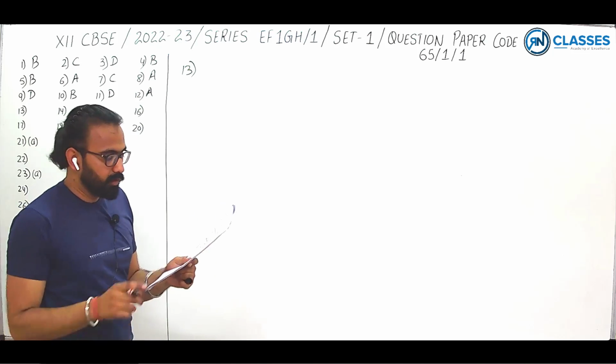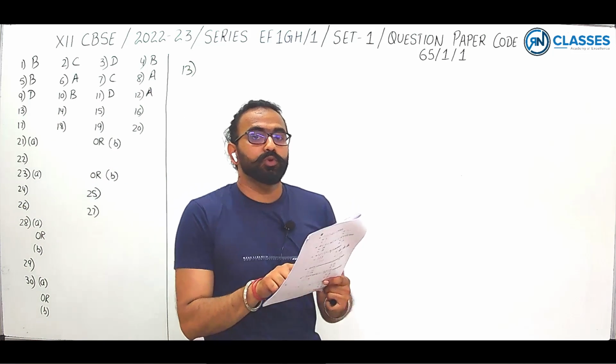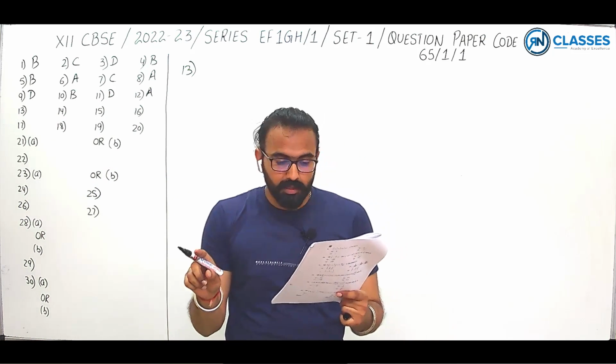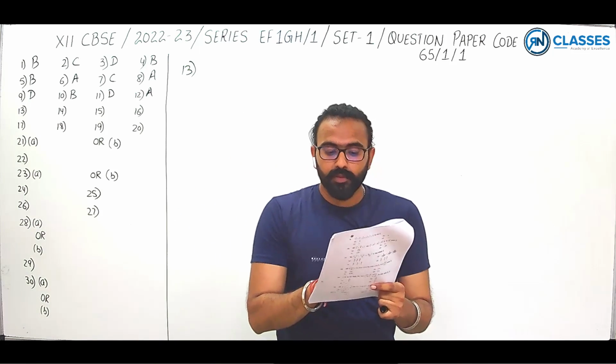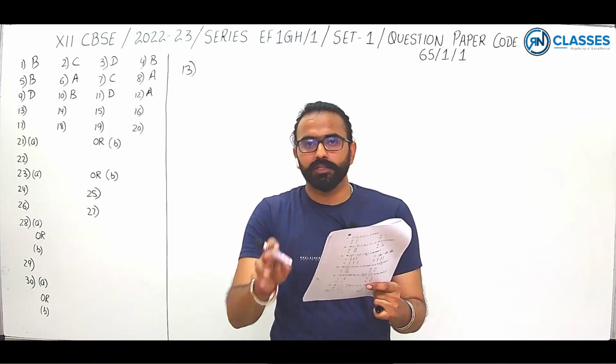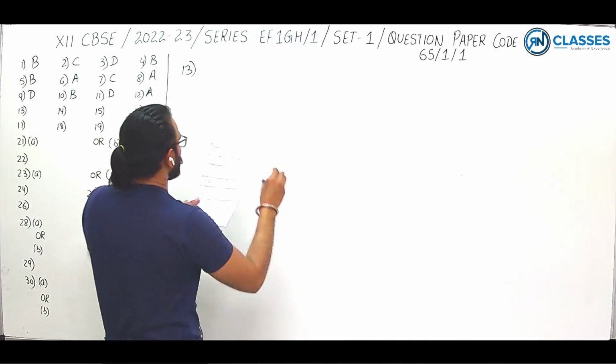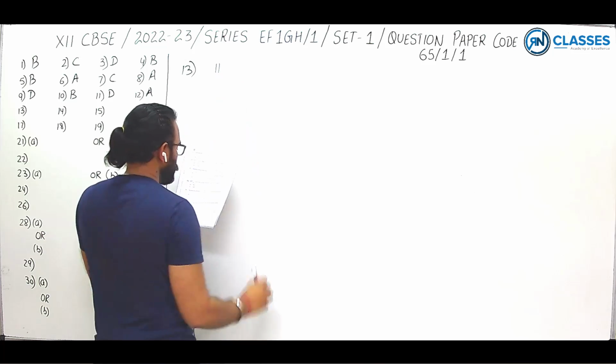Right hand limit means x is approaching 2 from the right side, which means x is just bigger than 2. So we will apply the first definition. It is a polynomial function, so we can directly evaluate its limit, that turns out to be 11.